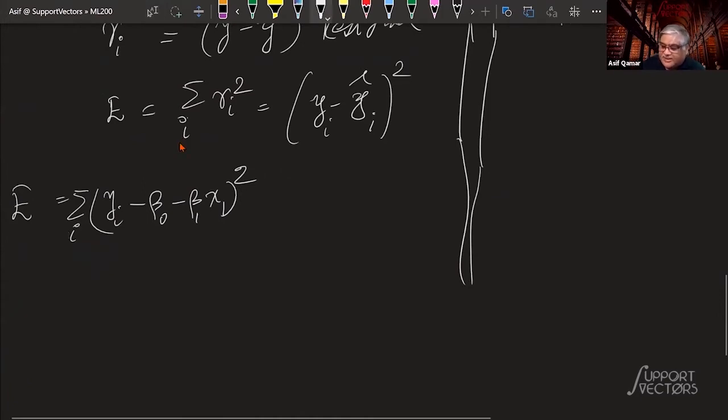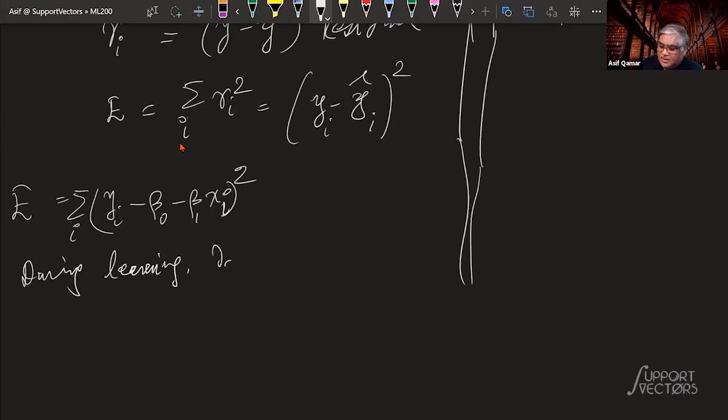So when you are doing your problem, you know that during learning, data is fixed, of course, because you're learning on the data. So the values of X and Y are not changing. x_i, y_i.